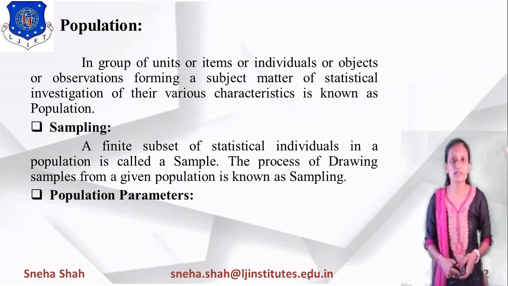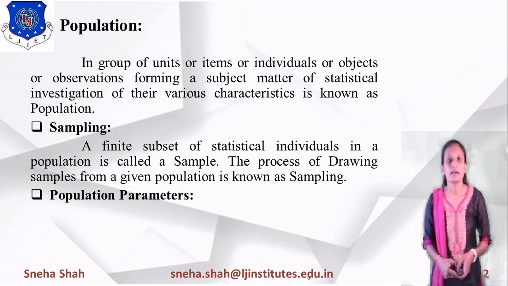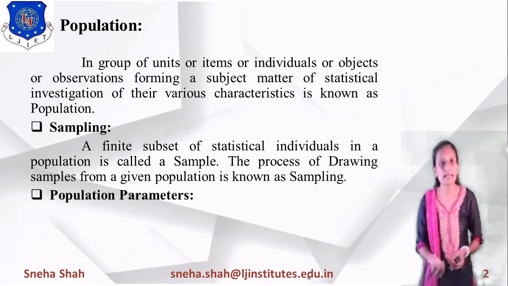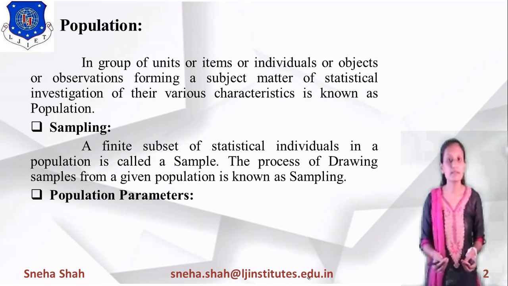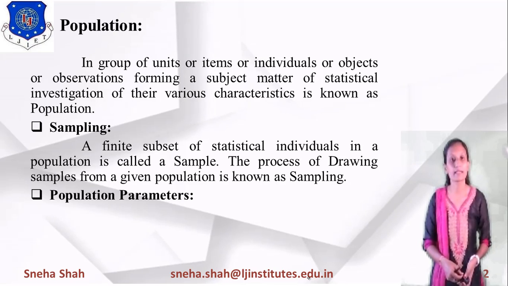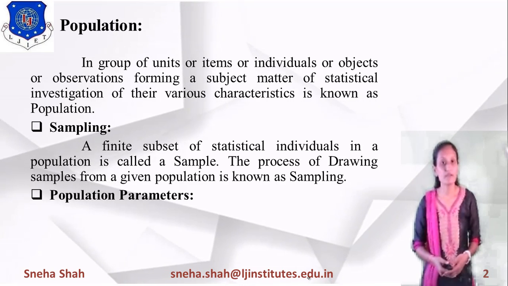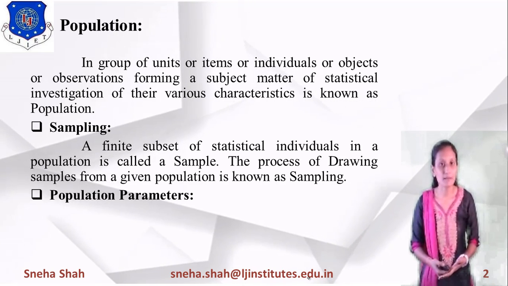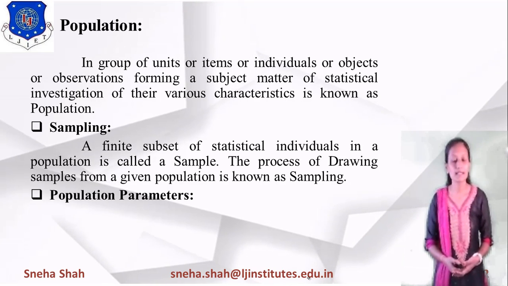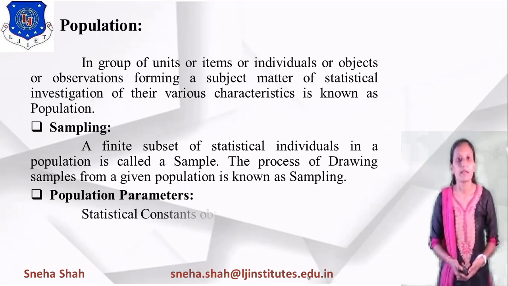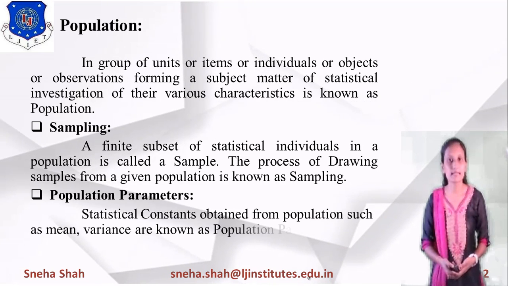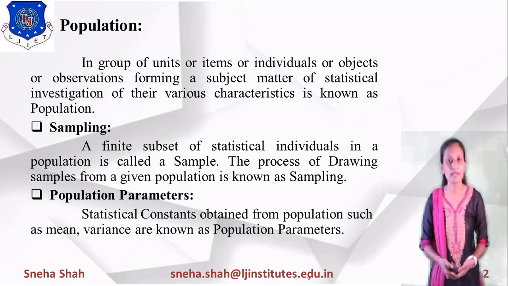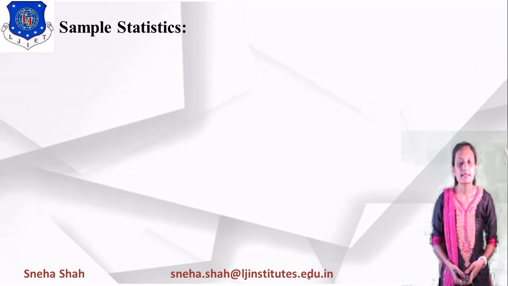Now the next definition is population parameter. So what is population parameter? Suppose we do some statistical investigation, and in it we define various parameters, like mean and variance. Then these are defined by population parameters. So population parameters are defined as statistical constants obtained from a population, such as mean and variance. Now the next definition is sample statistics.